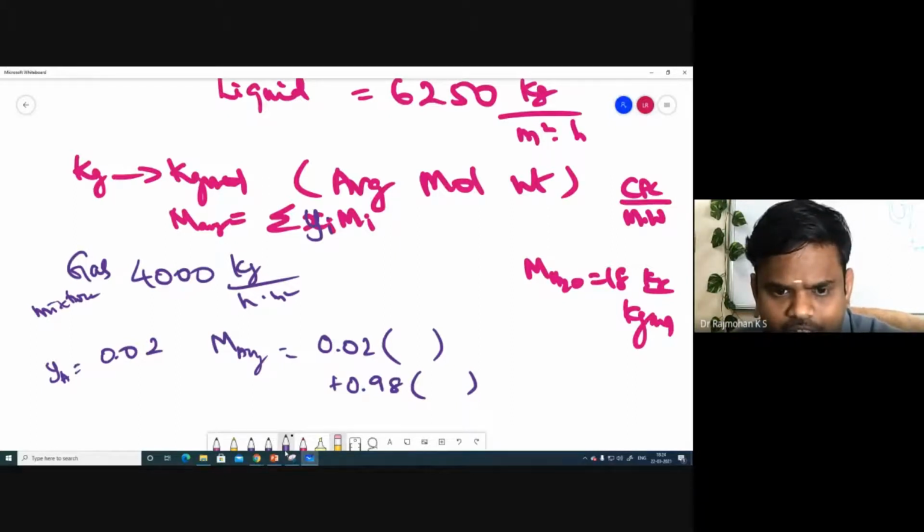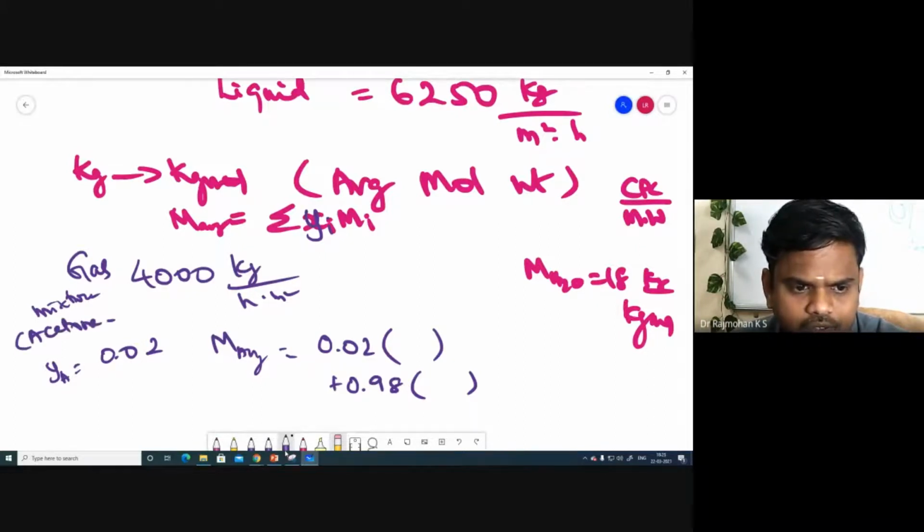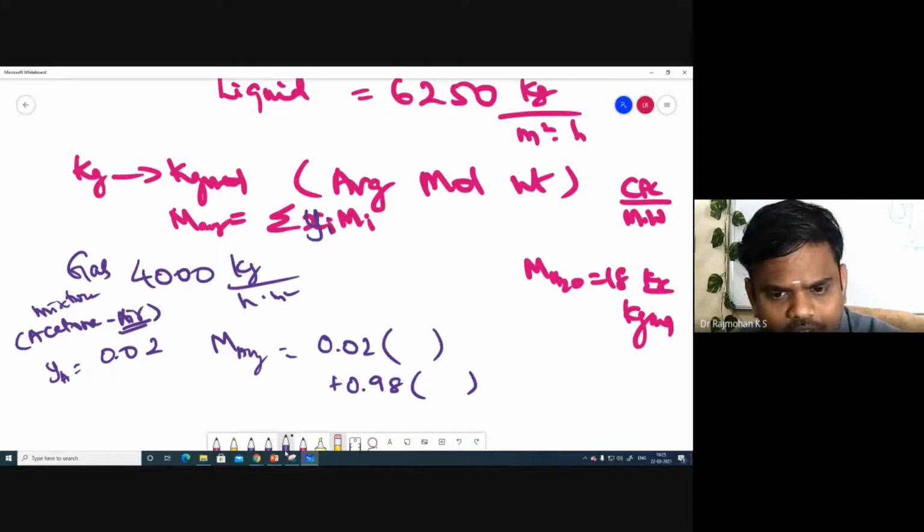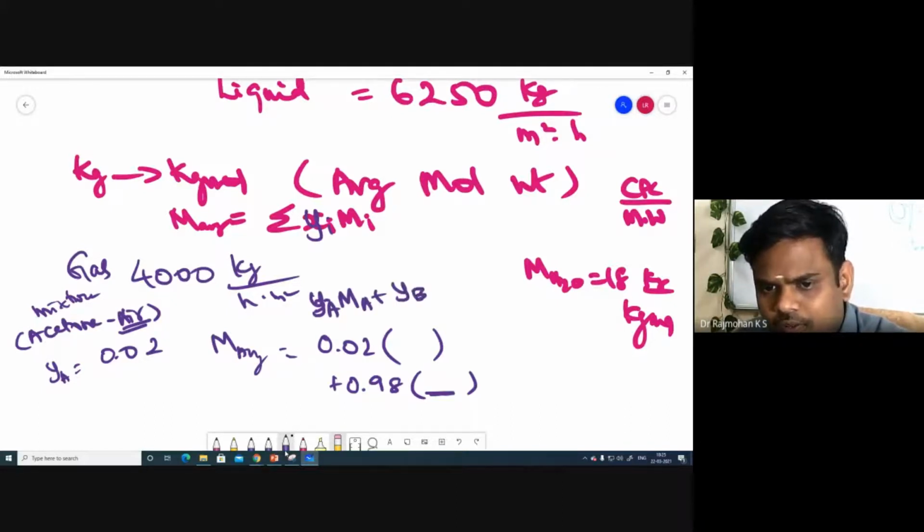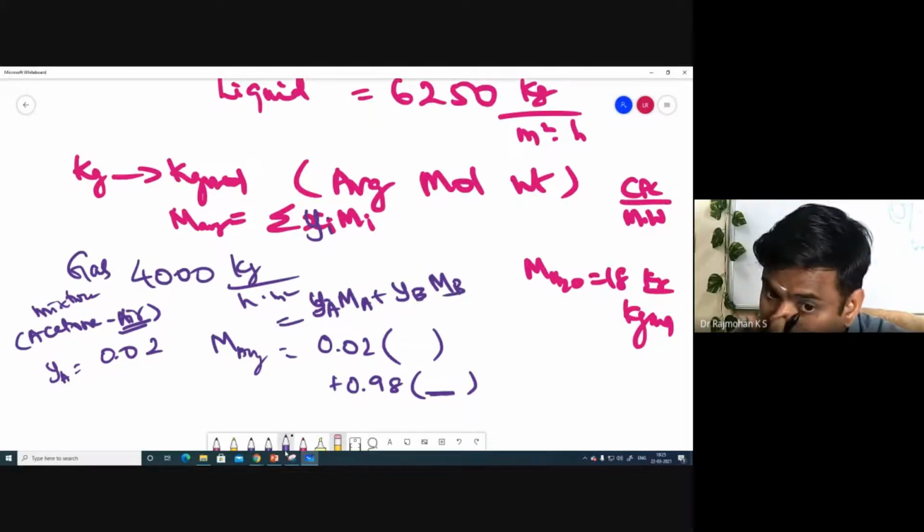It is given that it is an acetone air mixture. If it were mentioned as an acetone hydrogen mixture, we would have to use the molecular weight of hydrogen here, right? Let me write it correctly: YA MA plus YB MB gives us the average molecular weight. So what is the molecular weight of acetone? Acetone has a molecular weight of 58.